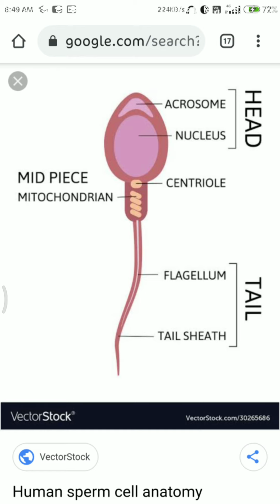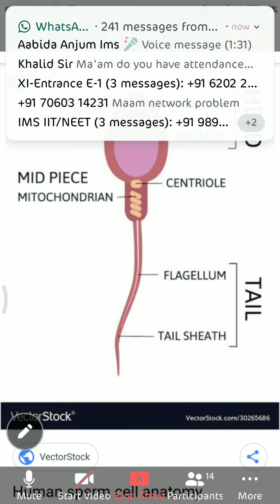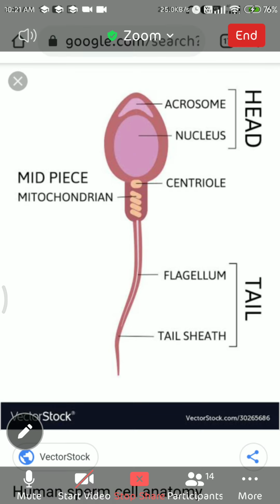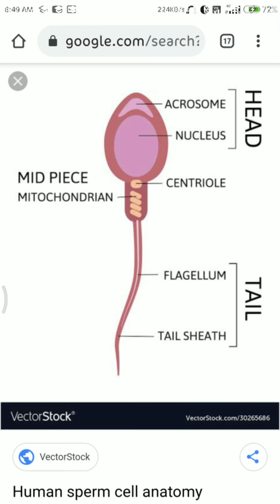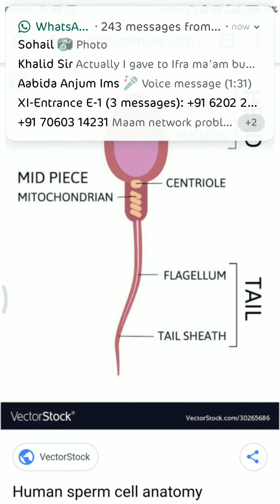So this is the structure of sperm, and then the structure of the ovum. The smallest human cell is the sperm, and the biggest human cell is the ovum. The ovum is a circular structure with a big nucleus along with dense cytoplasm, as visible on page number 44.